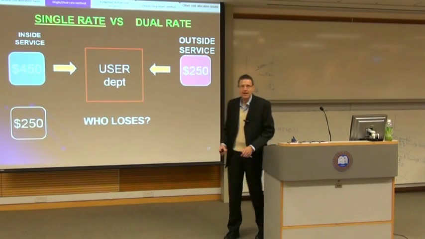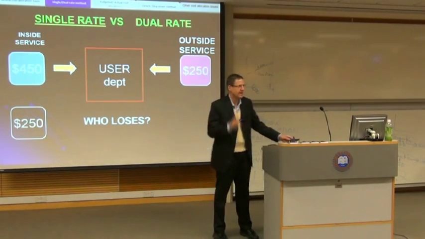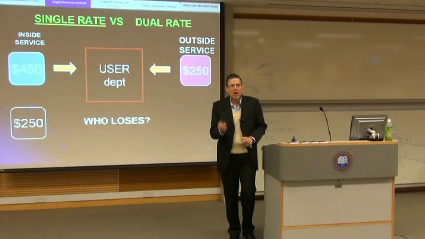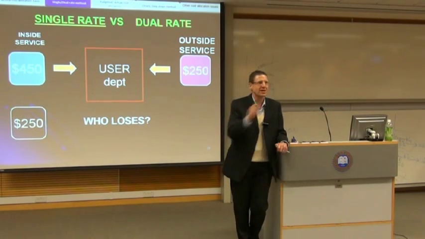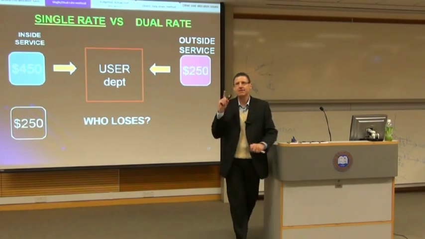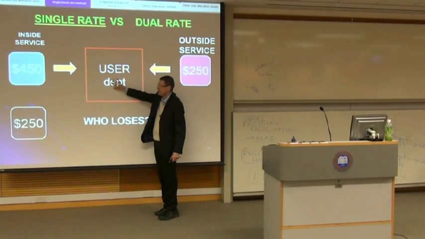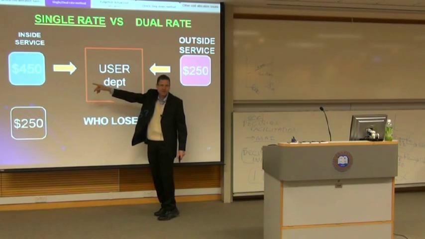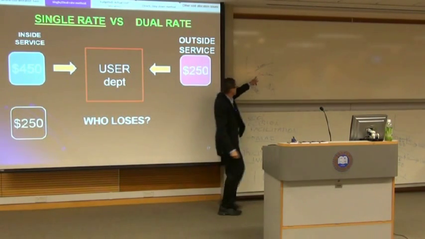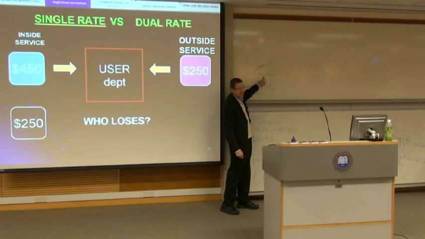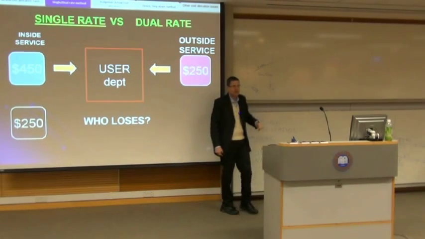But let's see the first thing I want you to take away. Number one, why dual rate is better than single rate. When you have a single rate, this is the key thing that the user department, the peripheral or the other division, sees. They see $450. What do we mean? $200 plus $250 per hour. You with me?